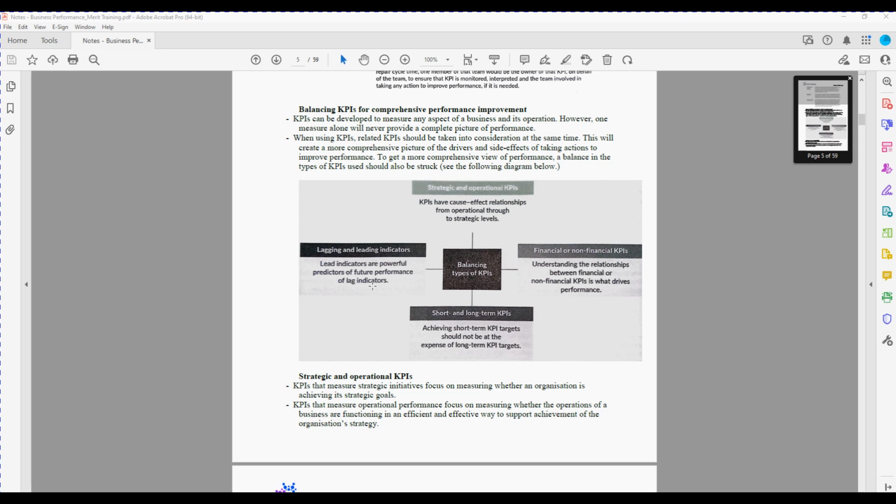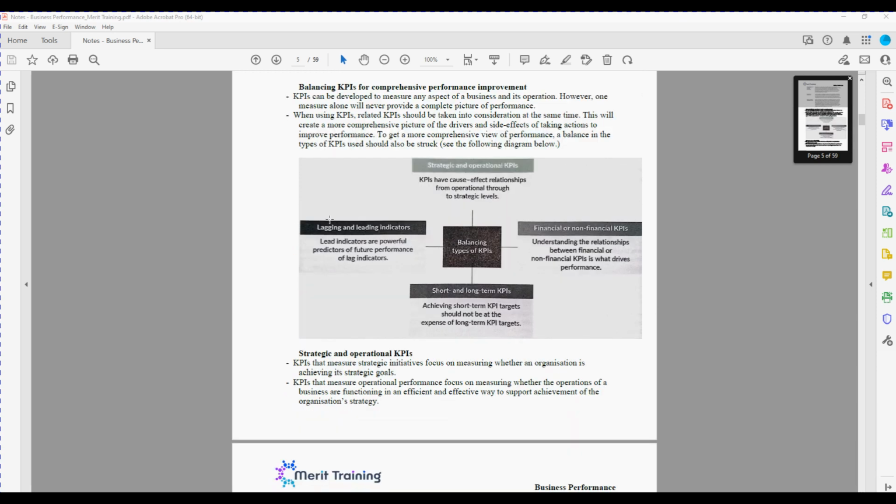If that's going down, then we know that once the quarterly results come out in a couple of months' time, our revenue and results are probably going to be down. But by having that leading data, we can actually step in and action it relatively quickly. So it's good to have a combination of all of these things that balance together.